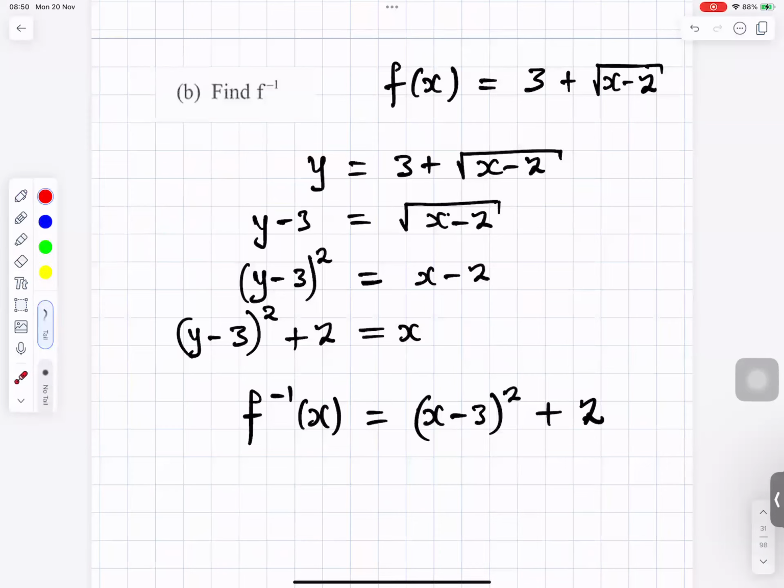To do this, replace f of x with y. It makes it easier to write. And then you want to make x the subject. Start by removing the 3, minus 3. And then remove the square root: the square root, change it to square. And then the minus 2 goes to plus 2. And that's your answer. And then you replace the x with f inverse.